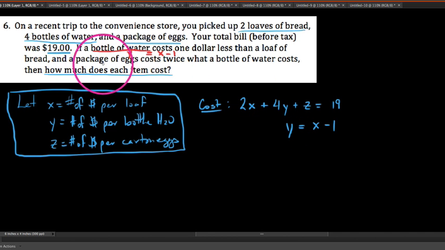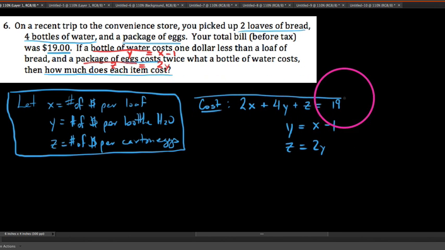But we're also told that a package of eggs costs twice what a bottle of water costs. So again, when we pick this apart, because we define these, another way to represent a package of eggs is the letter Z. So we would say Z is twice what a bottle of water costs. That would mean Z equals 2 times what? Well, what a bottle of water costs, and we're using Y to represent that. So our third equation comes out to be Z equals 2Y.